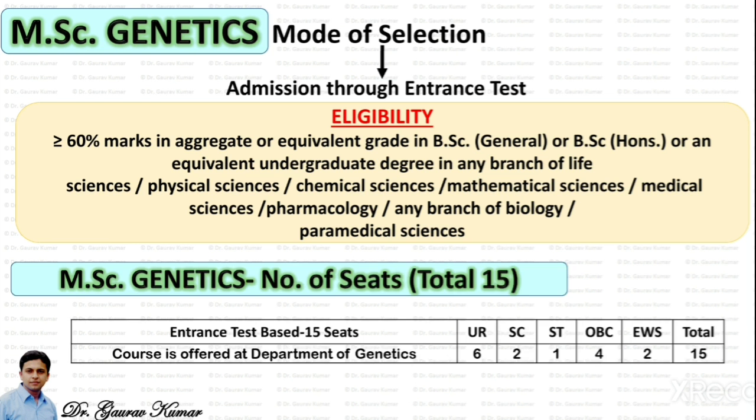And if you see the number of seats, there are a total of 15 seats, and since there is only entrance test based seats, all belong to the entrance test. The course is offered at the Department of Genetics. There are 6 unreserved seats, 2 belong to the SC category, 1 to the ST category, 4 to the OBC, and there are 2 seats for the economically weaker section. So the total number of seats equals 15.